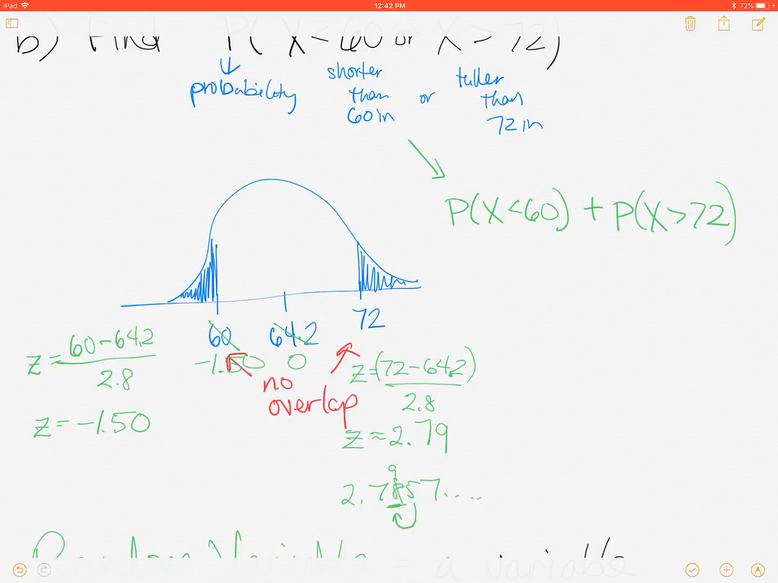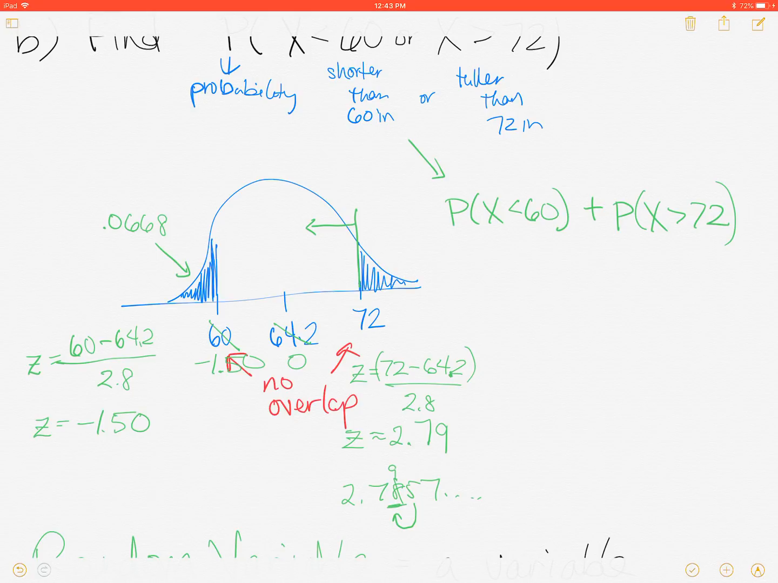When I look up negative 1.50, I get 0.0668. And that tells me that this area is 0.0668. Now, if I look up 2.79, that's going to give me this area, the area to the left. And I don't want the area to the left, I want the area to the right. So I could look up that number and then subtract from 1, and there's nothing wrong with that.